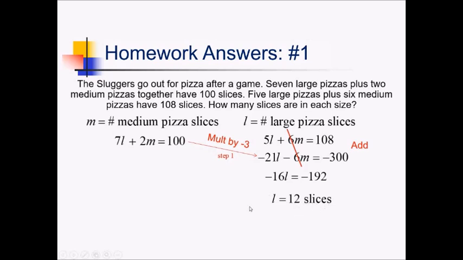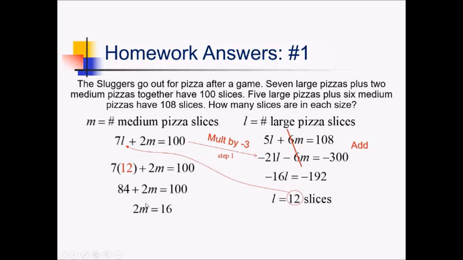Now we have to figure out the number of slices in a medium pizza, so let's plug 12 in for L in this other equation over here. Either of these equations is fine, but you got to pick one. So 7 times 12 plus 2M equals 100 then. 7 times 12 is 84. Subtract that from 100, we've got 16. So that's saying that 2 medium pizzas have 16 slices altogether. So individually, each of them, if you divide by 2, must have 8 slices.